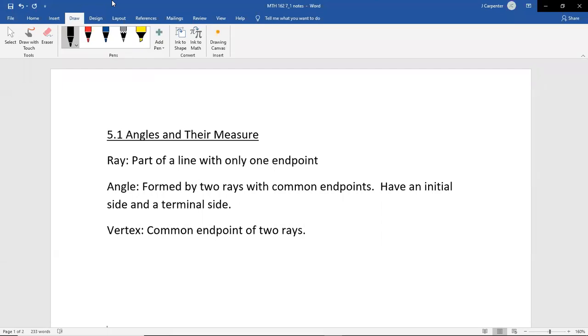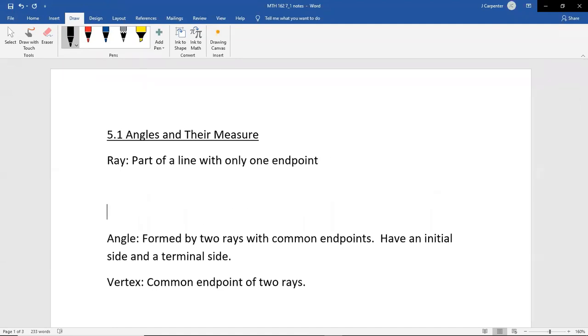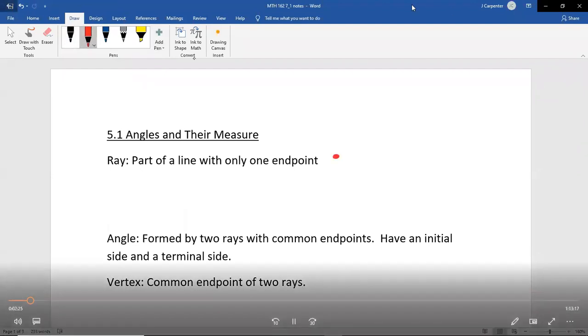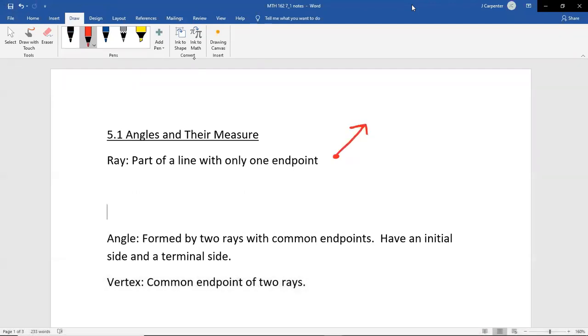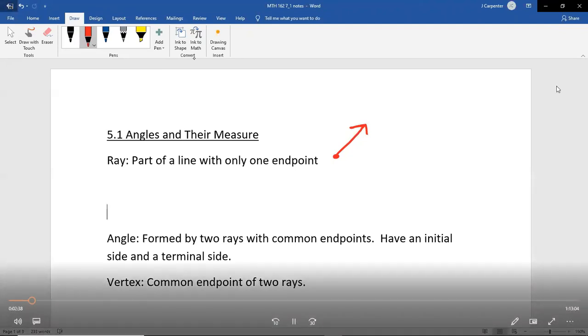The first thing that we're going to talk about are rays. A ray is a part of a line with only one endpoint. So if you've been in Pre-Calc 1 and previous courses before that, you know a line extends infinitely in each direction. But a ray does not. A ray is just an endpoint, and then it extends forever. And it doesn't have to be pointing up and right. It can point in any direction like a clock. So that's a ray. It's part of a line with only one endpoint.